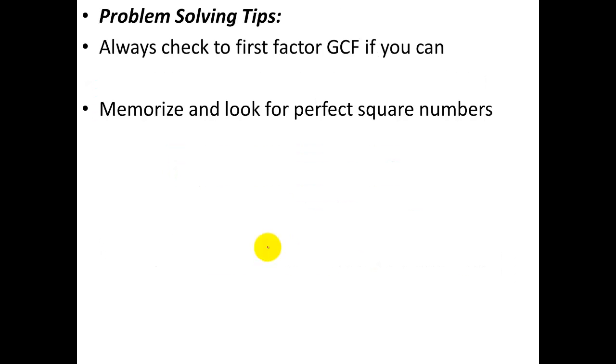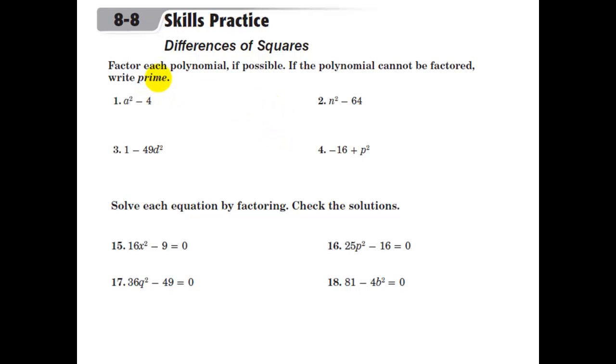Okay? So problem solving first, always check if you can do a greatest common factor. Now, even if it's a binomial, there might be something that both terms have in common, and if you factor out the greatest common factor first, that might be all you have to do, or at minimum it will make the problem much, much easier. So always factor out the greatest common factor if at all possible. That will make your life much simpler. And then, like I said before, memorize and look for those perfect squares. A couple of examples and we'll be done with this quick video.